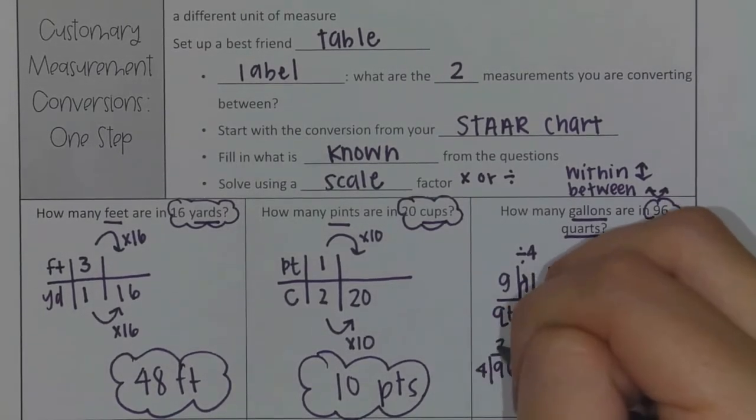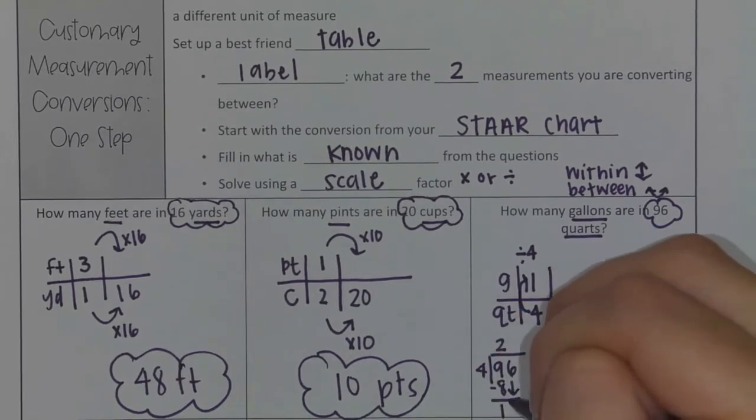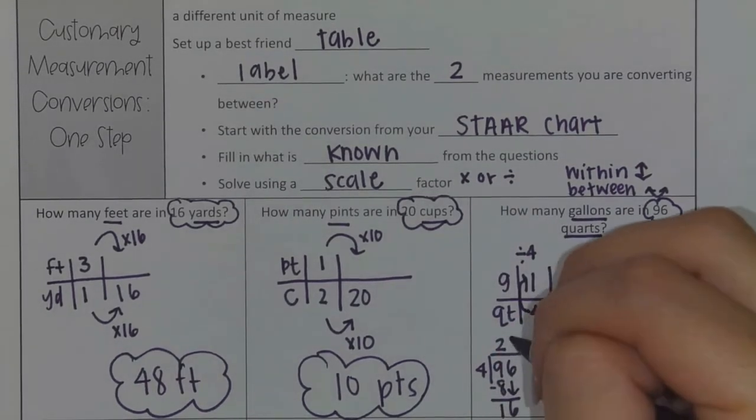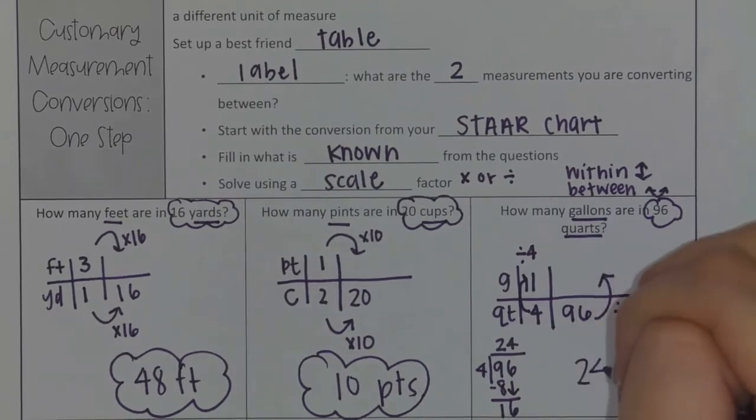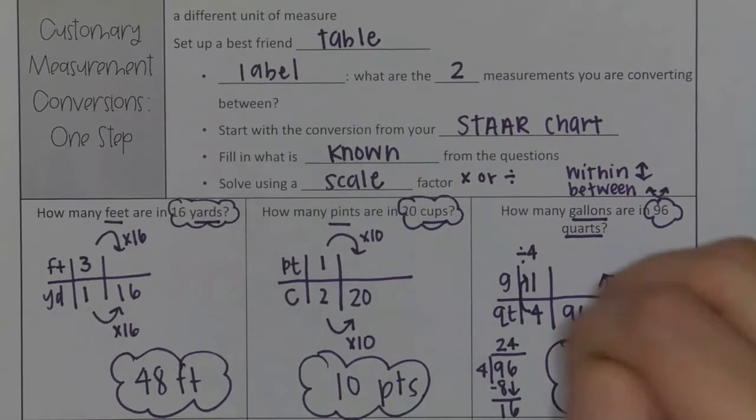So 4 goes into 9 2 times, which would give me 8. I subtract and I get 1. Bring down the 6, and then 4 goes into 16 4 times. So there are 24 gallons and 96 quarts.